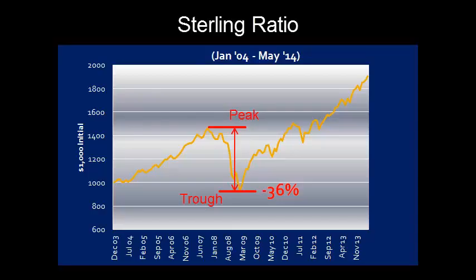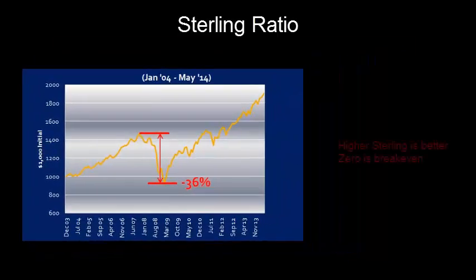The drawback is that previous drawdowns may not reflect potential risk or future drawdowns with much accuracy, particularly for short time periods. Again, the interpretation of the Sterling ratio is similar to that of the Sharpe or Sortino in that 0 is the break-even point and higher is better.